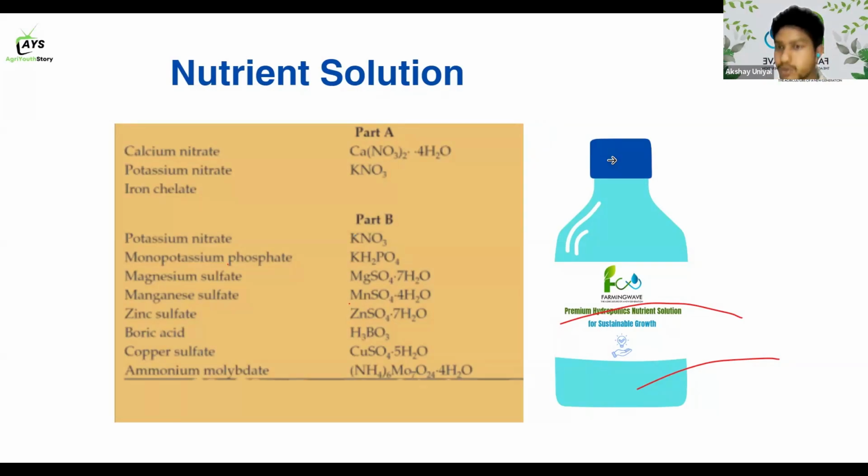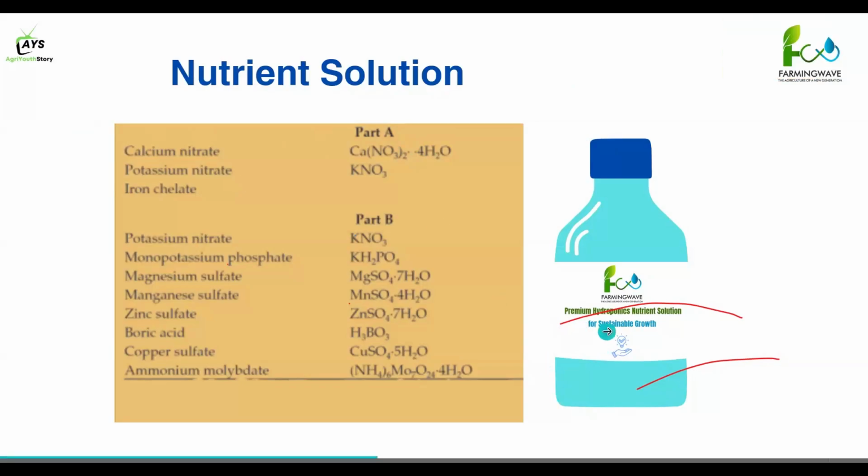If we have a pre-made solution with the particular ratios, we can directly tell them that we need X ml of part A liquid and Y ml of part B liquid to be added in the nutrient solution.